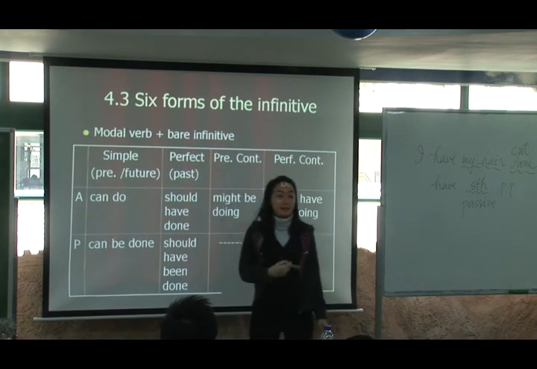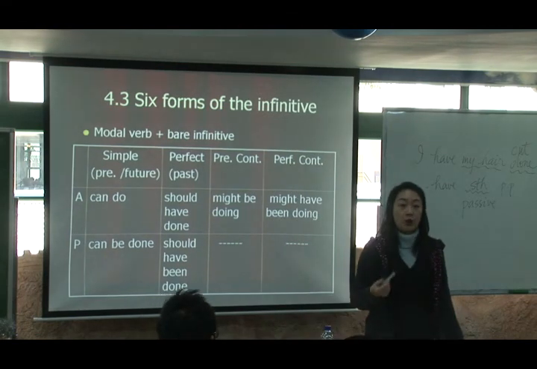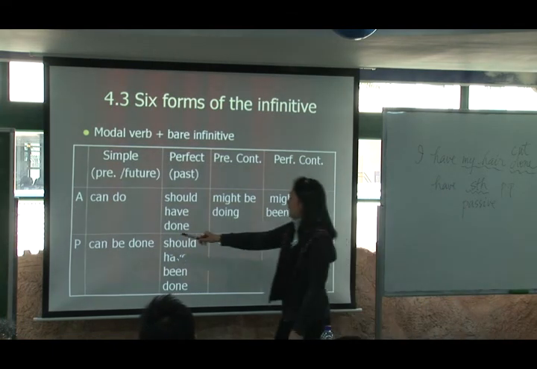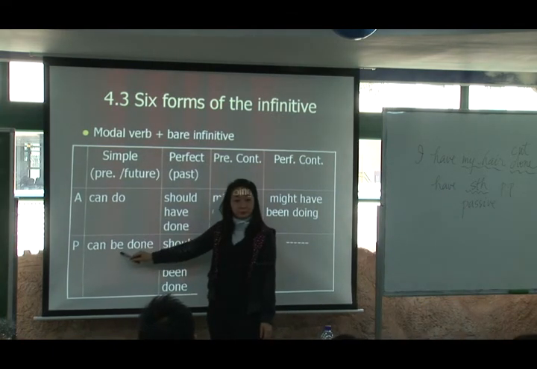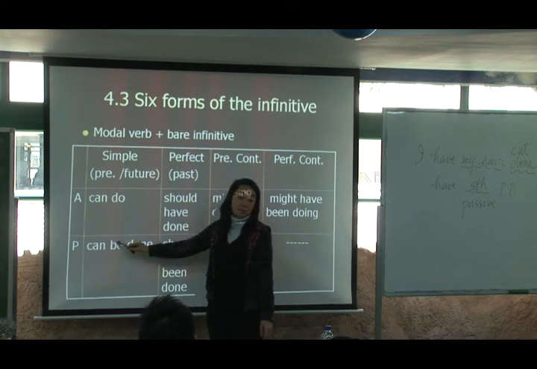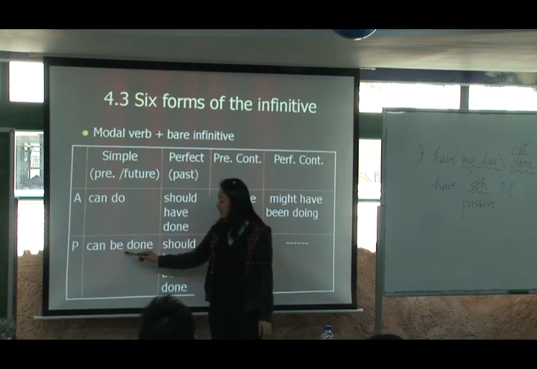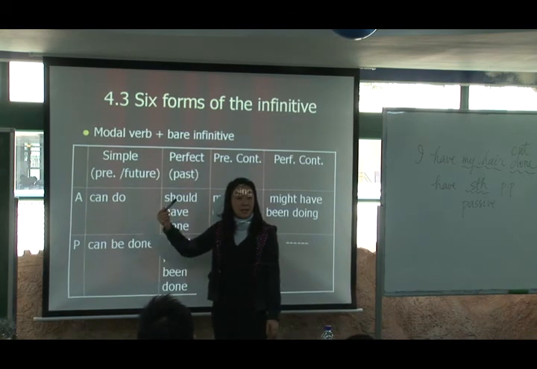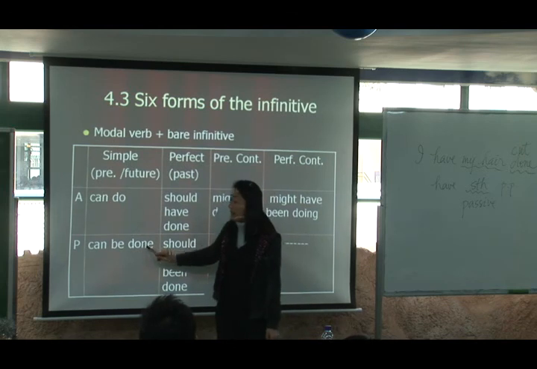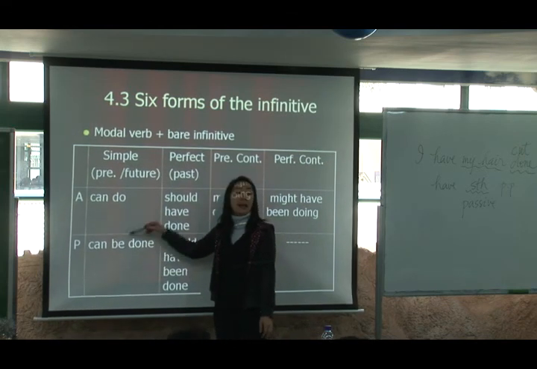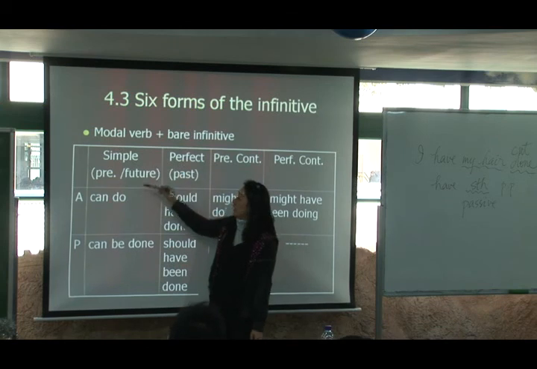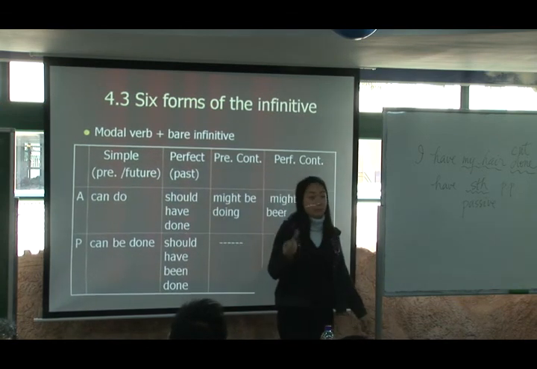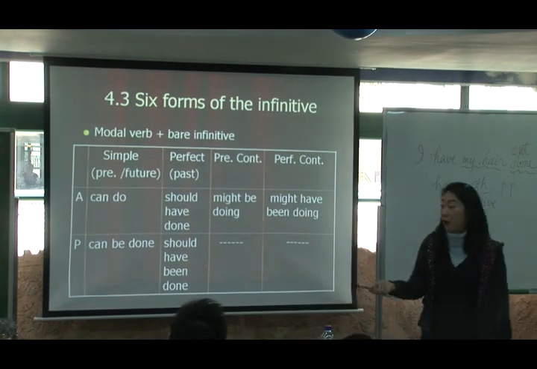I can do, I can sing, I can draw. This is your ability. You can sing now, right? If it is in passive form, the big picture can be painted, can be drawn. Okay, past participle. Can be and then past participle. We can use it in active form and passive form, even in present or future.